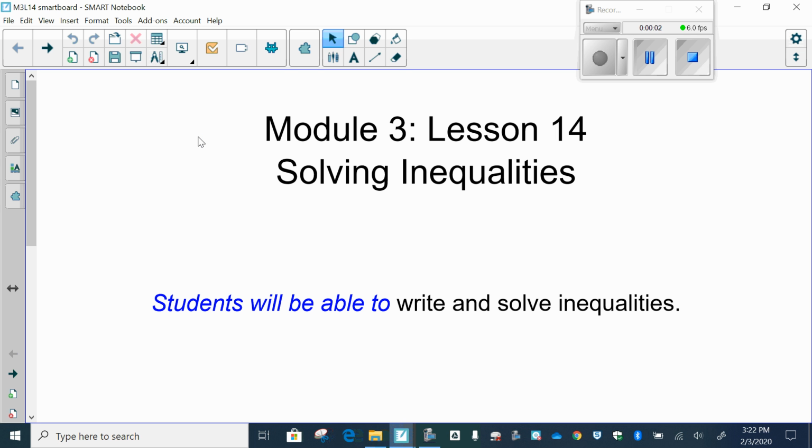Hi everybody, Module 3, Lesson 14, Solving Inequalities. Students will be able to write and solve inequalities.